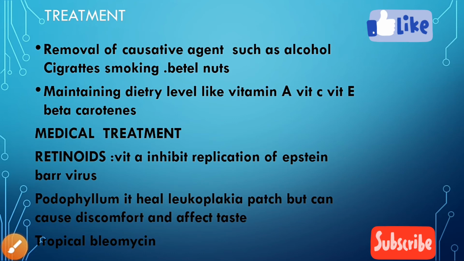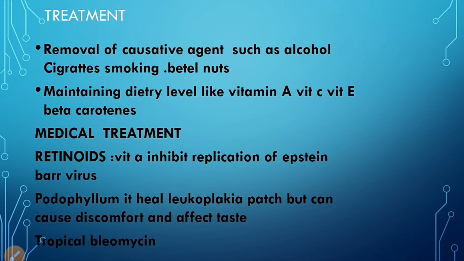Let's see the treatment of leukoplakia. The first treatment is removal of causative agents such as alcohol, cigarettes, smoking, and betel nuts. These are the main things that cause leukoplakia, and these habits need to be stopped. Also, maintaining dietary levels of vitamin A, vitamin C, vitamin E, and beta carotene. So the vitamin levels should be as optimum as possible.